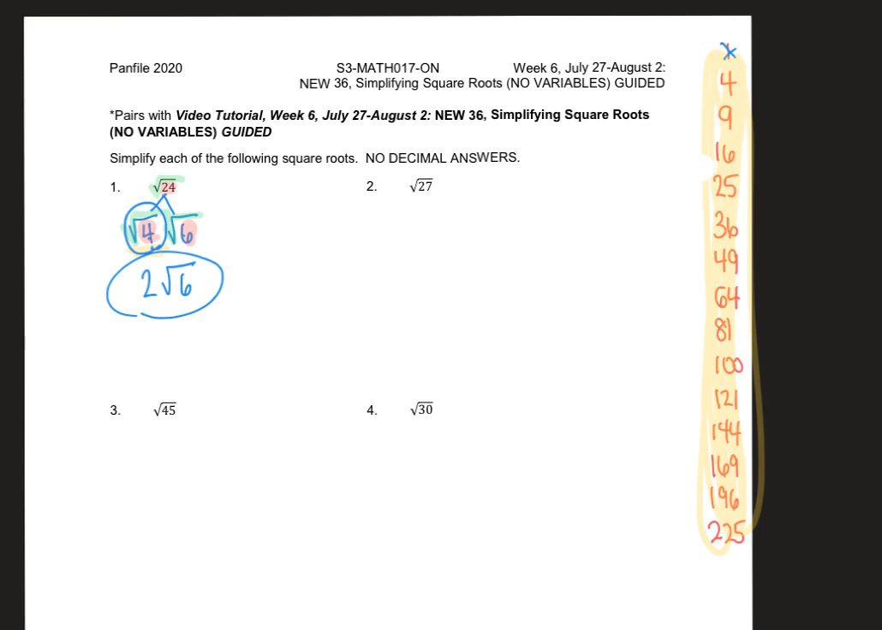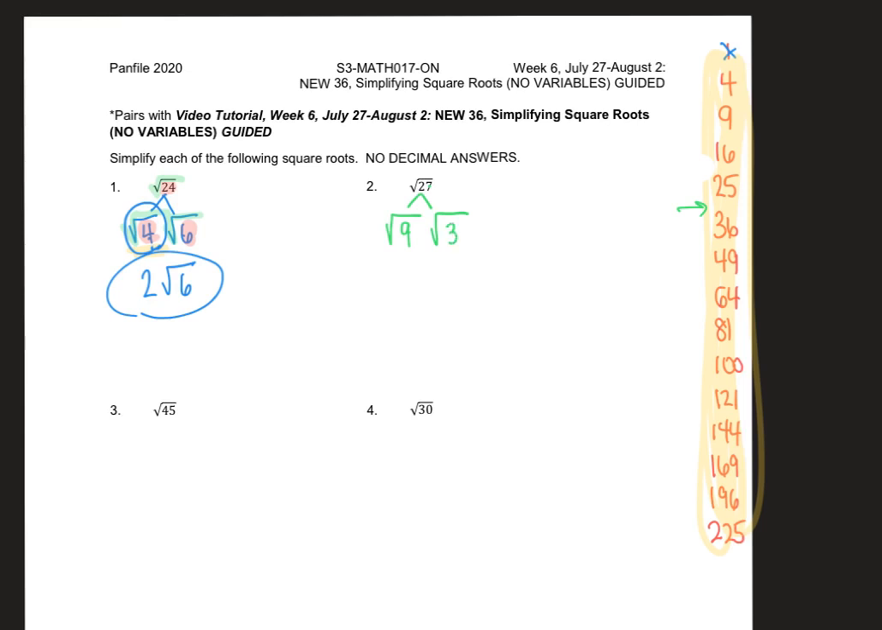Okay, estimating puts me right here between 25 and 36. So again, I'm right in between there. So if I'm saying to myself, what divides into 27? Well, it's not 25, it's not 16, it ends up being 9. So if I write this out, it's the square root of 9. And 27 divided by 9 gives me 3.